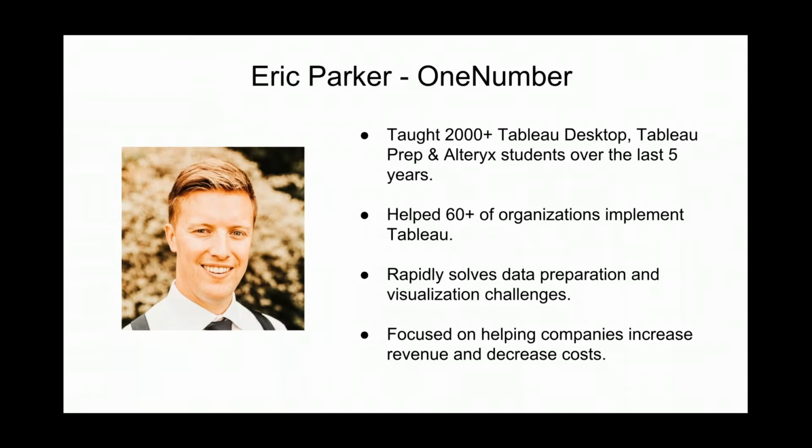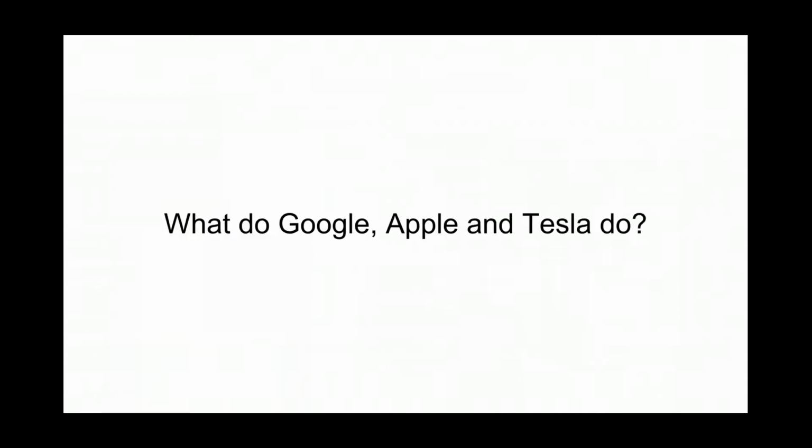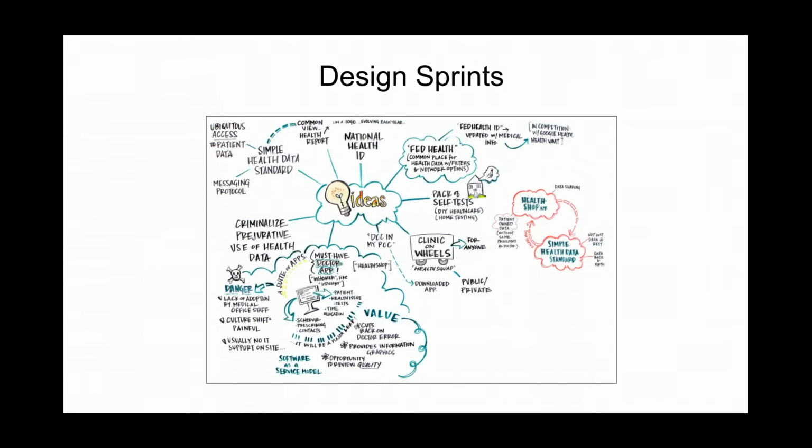That's what we're going to be talking about today: how to most efficiently solve your most pressing problems. So what is it that Google, Apple, Tesla, and pretty much the majority of Fortune 500 companies do now to solve their most pressing problems? What a lot of them have turned to is a method called design sprints.